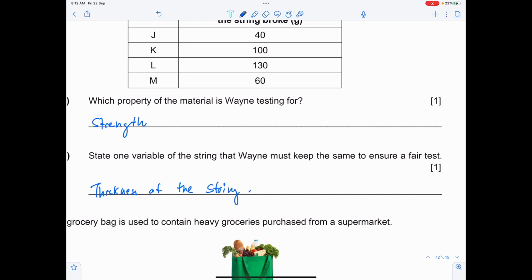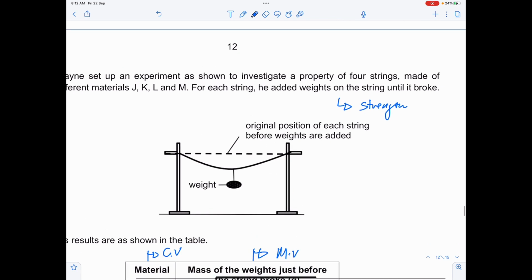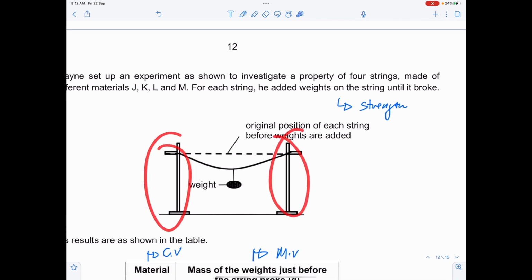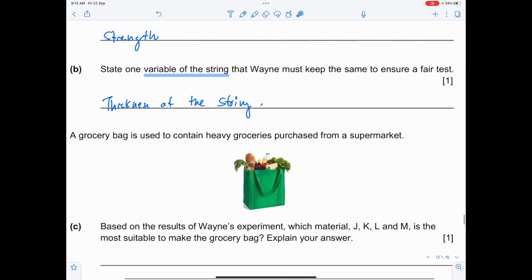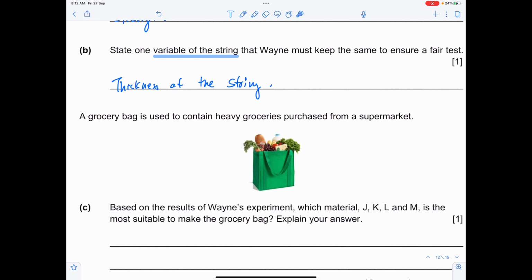Okay, and be very careful. They're talking about variables of the string, and not anything else. So if you say things like, oh, must be conducted in the same location, temperature must be the same, it doesn't really make sense. Or even say things like, these two stands need to be the same material. You're not answering the question if you do that. It has to be thickness of the string, or something to do with the string.